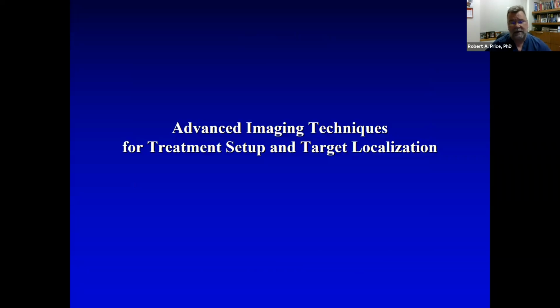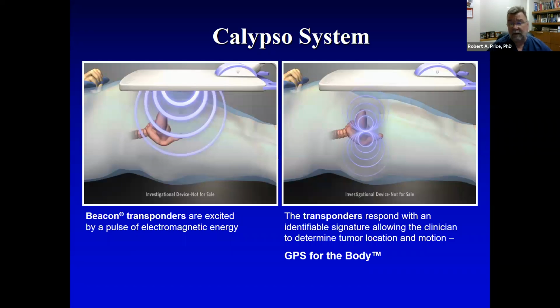The advanced imaging techniques for treatment setup and target localization won't be just the cone beam CT or the orthogonal imaging that you would have read about, but we do interesting things like we implant beacons within the targets. In this case, the Calypso system, where we put radio transponders within a target, excite them, and then each one gives off a specific signal.